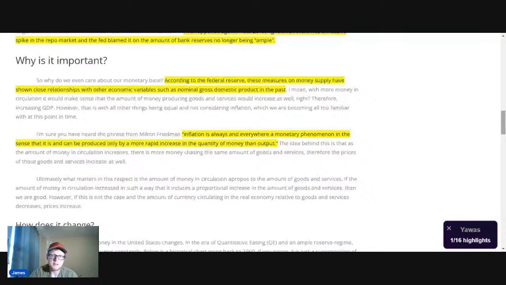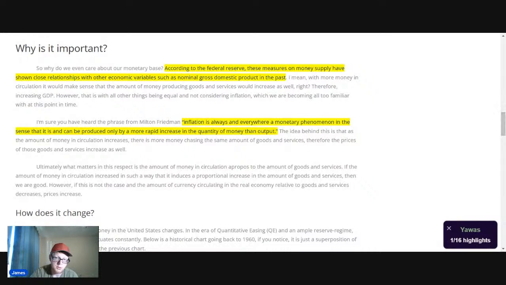Anyways, so basically, the Fed has said, in the past at least, that the measures of money supply had shown a close relationship to other economic variables, including GDP. And then Milton Friedman's saying: inflation is always and everywhere a monetary phenomenon, in the sense that it is and can be produced only by a more rapid increase in the quantity of money than output. So basically, more money chasing the same amount of goods and services induces inflation.